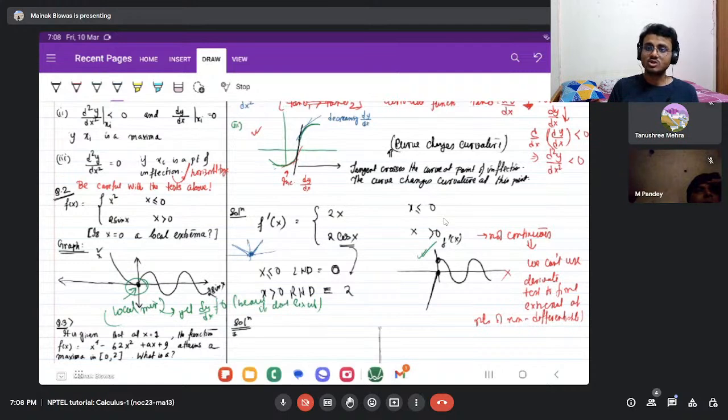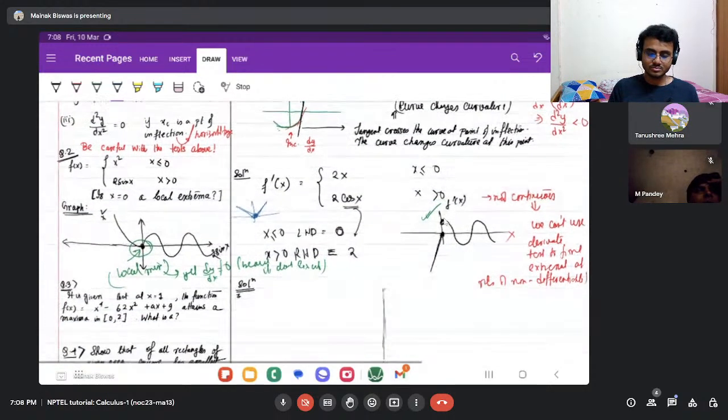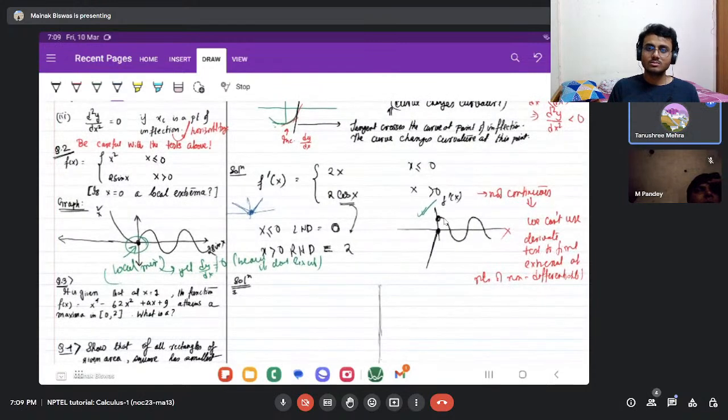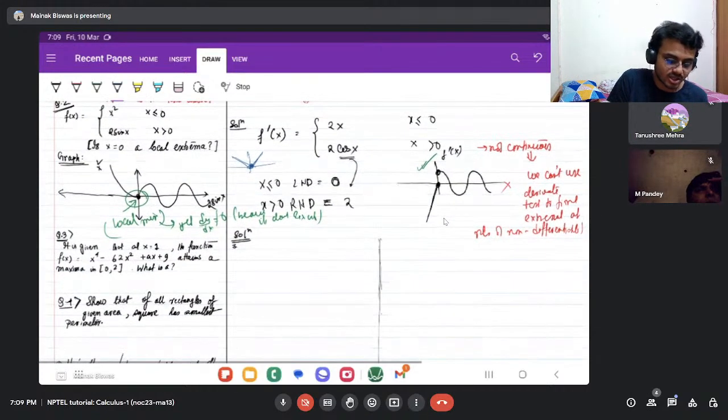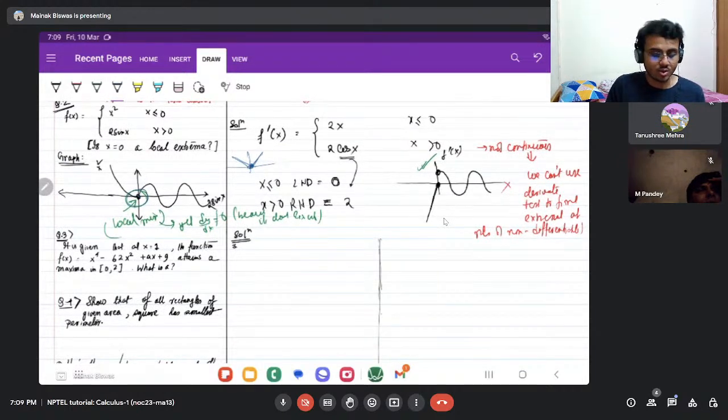What is the basic definition, Tanushri? The formal definition of local maxima. Local maxima is a point where f of c is greater than f of x for all x belonging to its neighborhood, c minus delta to c plus delta. Correct. So if you are not able to use the derivative test, you may have to use the proper definition. In the neighborhood, you see the function at this point is the least. That's why it's a local minima.